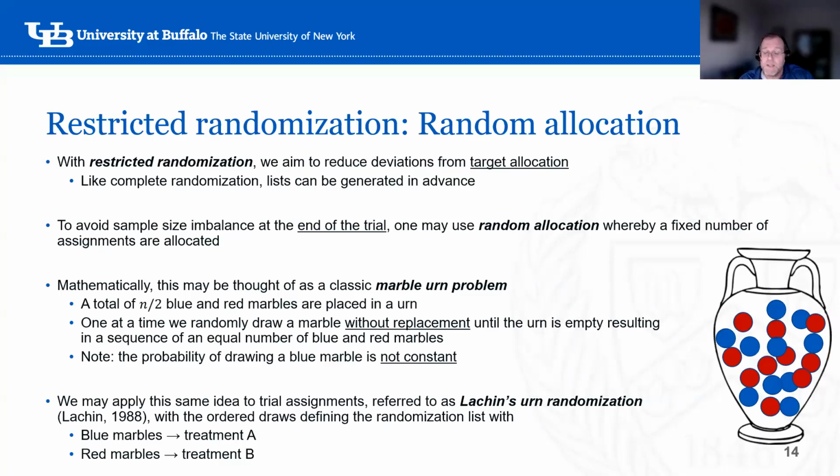Specifically, what we're going to look at here is something called random allocation. Now, with random allocation, the goal here is to have a perfectly balanced sample size at the end of the trial. And to really understand this, you want to think about this in terms of a classic marble urn problem. Often when you're learning about probability, you do that in the context of an urn, right? You might remember that from your first stat class, because that's something that we can visualize in front of us.